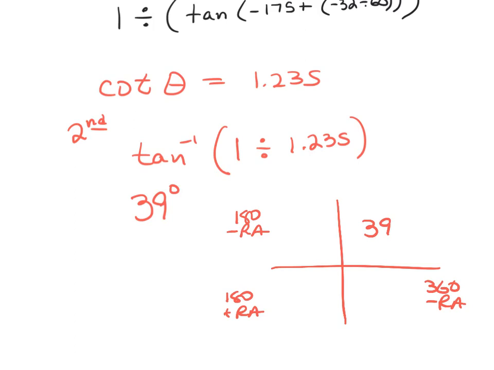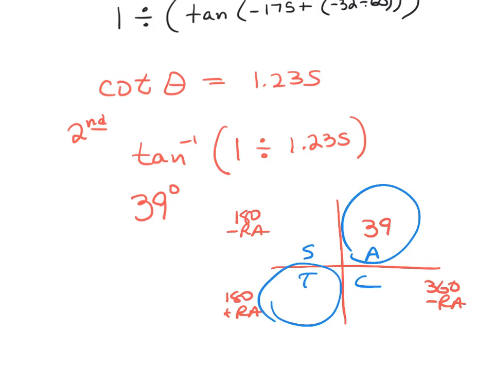Now, granted, this is a calculator question. I really don't need to do all 3 calculations. I just need to figure out, with my all students take calculus, which ones I need to do. So it's cotangent, it's positive, so I'm going to pick this one and this one to do. The first one's already done for me. So now all I have to do is 180 plus 39, that's my reference angle. And I get 219.